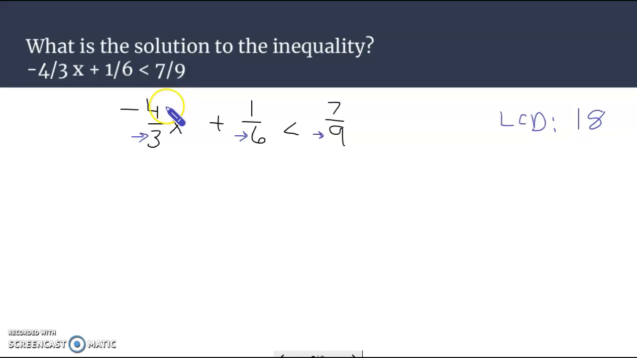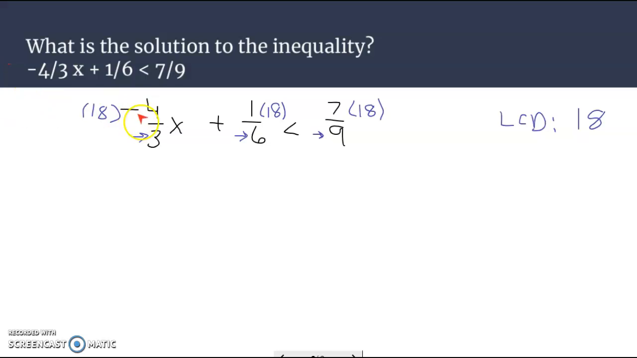I'm going to multiply all the numerators by 18. And then notice what happens. Remember the rules of equations and inequalities, what you do to one side, you must do to the other. If everything gets multiplied by 18 on one side, everything has to be multiplied by 18 on the other side. Watch what happens with the canceling out here.